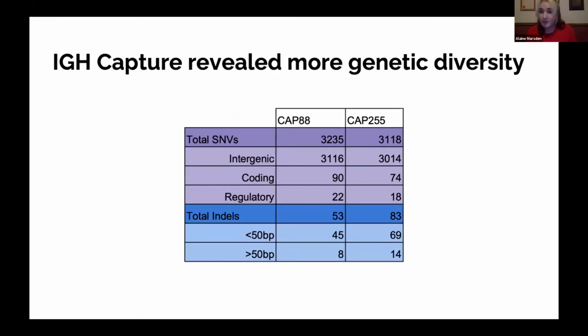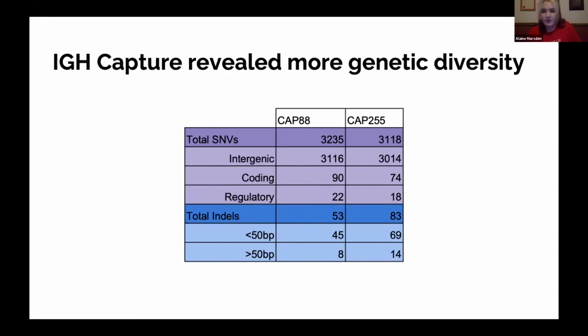So we had DNA from 2 of our participants that we performed this technique on, CAP88 and CAP255. And just by comparing them to a reference, we saw that there were a lot of single nucleotide variants across the entire locus. Most of these lay in intergenic regions, in the spaces between genes. However, there were several that lay in coding regions and regulatory regions, emphasizing and corroborating what we had seen before in the NGS data. We were also able to look at indels of varying sizes, and these were also present across the loci. And some of these were incredibly large, encompassing multiple genes.